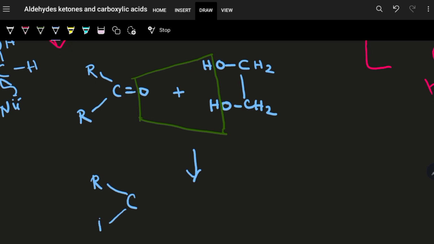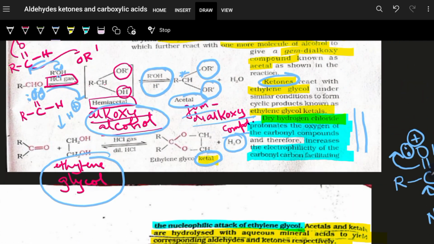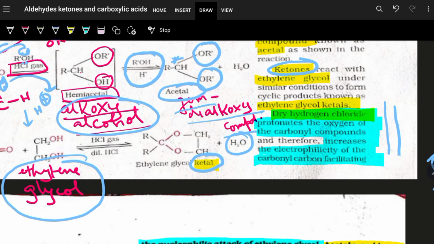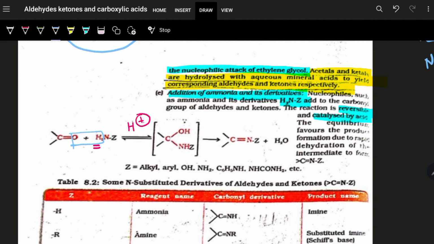Double bond was there, so this is the bond. It is bonded to oxygen, this oxygen, and a CH2 and a CH2, which is bonded to this oxygen. And this is your cyclic compound that you can see in this ethylene glycol ketal by the elimination of H2O. Next, moving on to addition of ammonia and its derivatives.